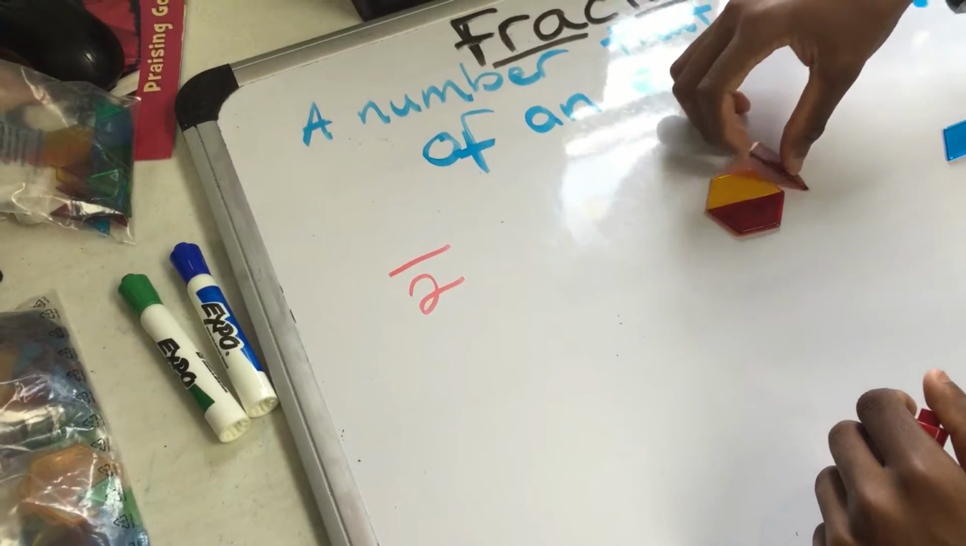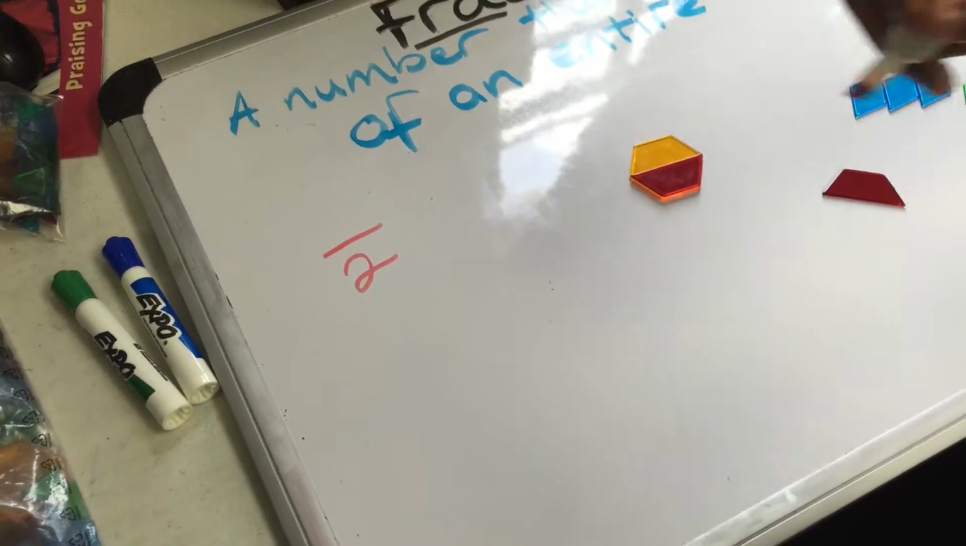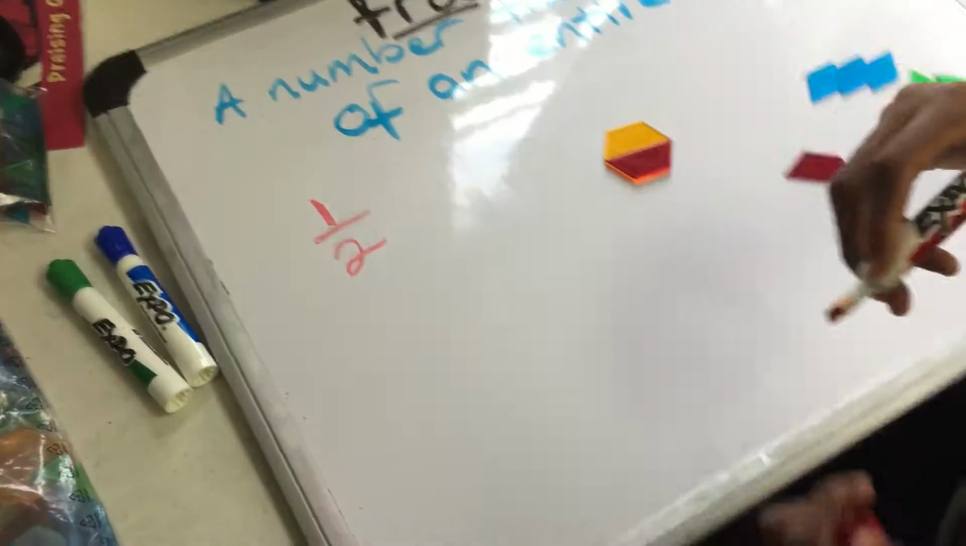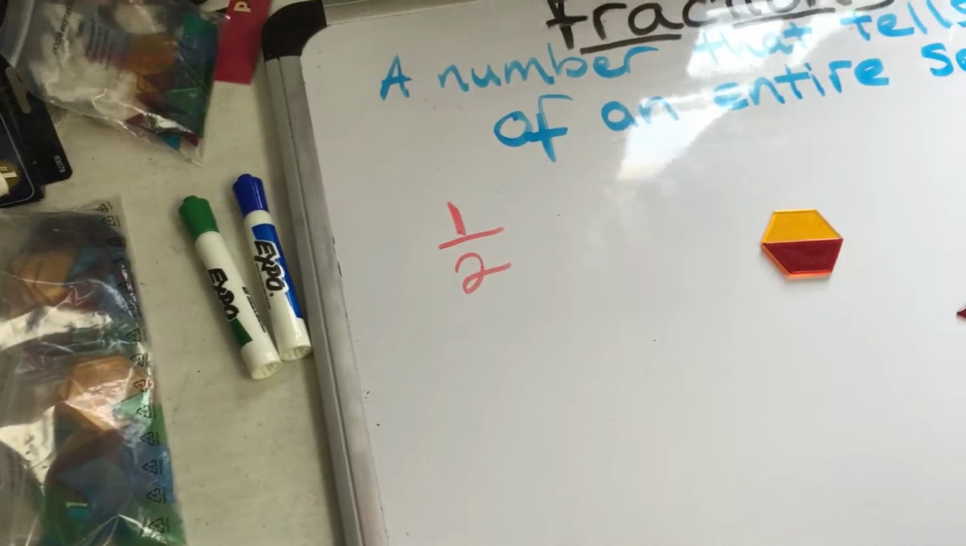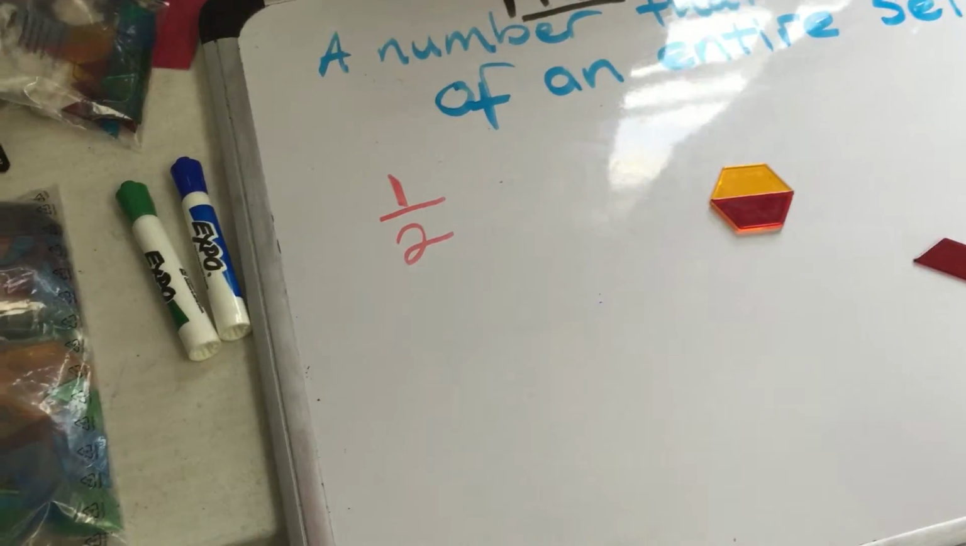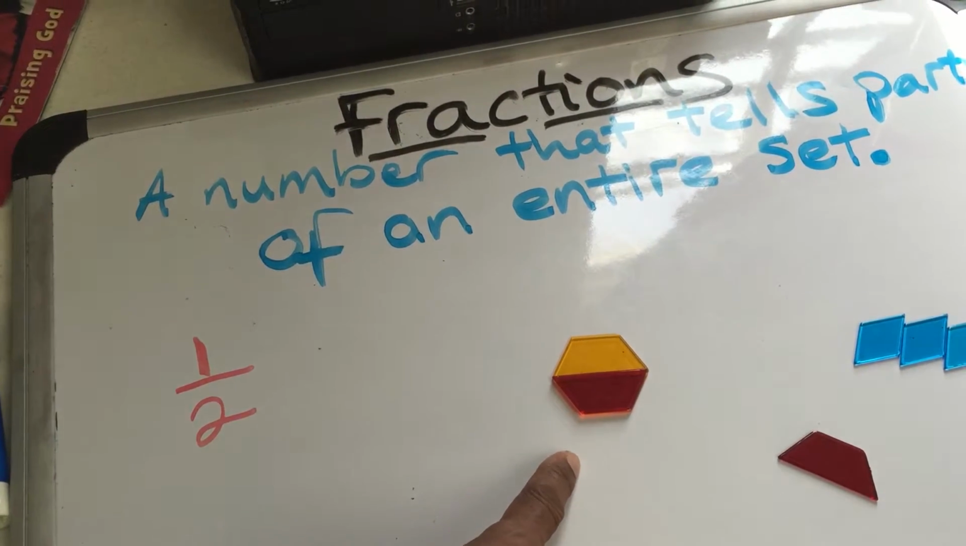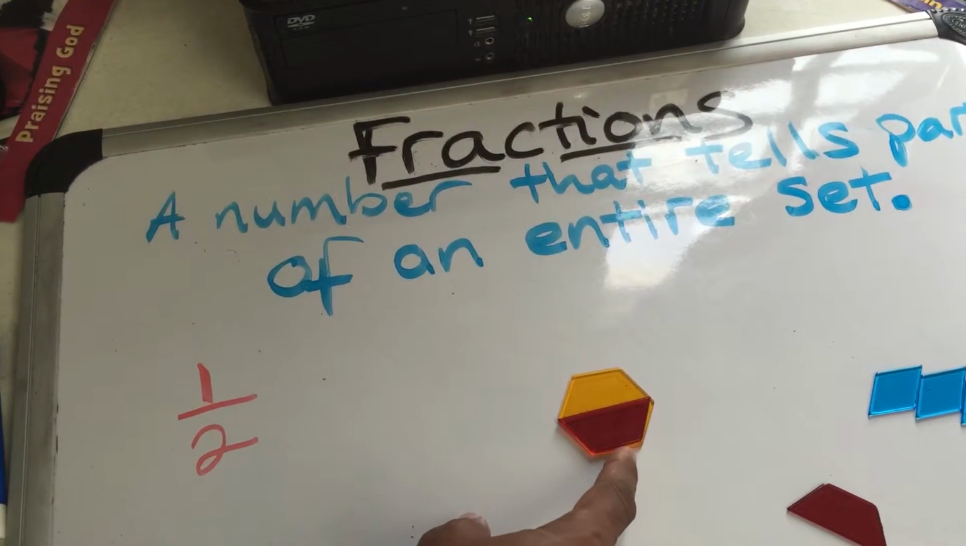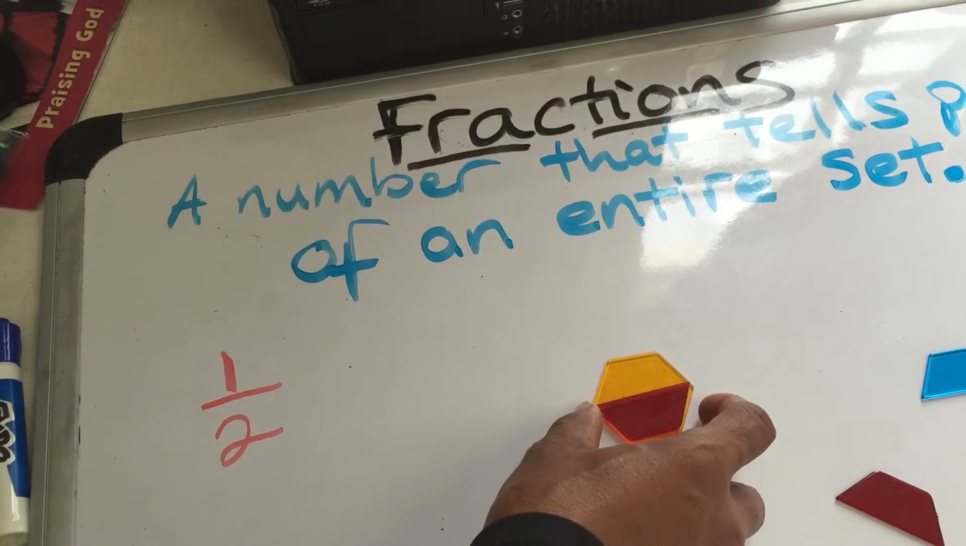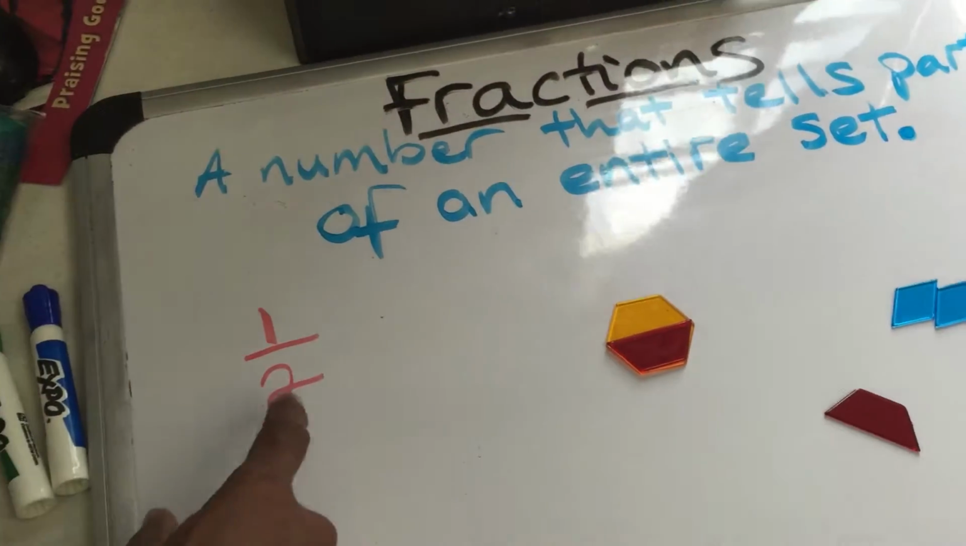So what would a fraction look like if you have 1 red piece? It'll be half. So what would the fraction look like? 1 over 2. Right, 1 over 2. That means that 1 of the 2 pieces is being used. So this is half of a whole, 1 out of 2.